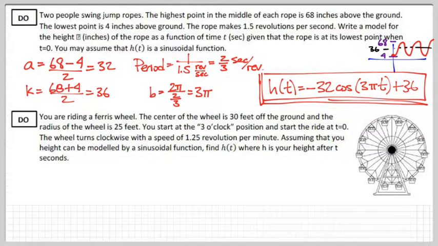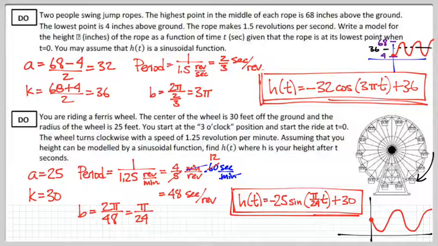Okay, let's do the Ferris wheel problem. Show the answer to that one. Same idea. I won't necessarily talk through all of this, but again, start off with the picture. The center of the wheel is 30 feet off the ground. The radius of the wheel is 25 feet, meaning it goes up from 30 up to 55. It goes down all the way to 5. 30 minus 5, or 25 is 5.